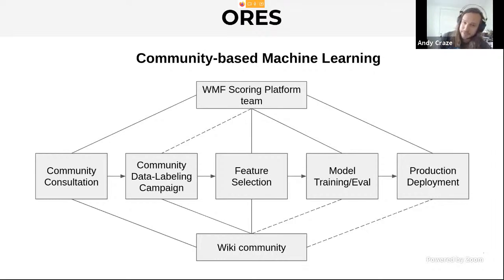And then the next step is a community data labeling campaign. This is done with an in-house tool called Wiki Labels. I don't know if many of you have seen it, but if you have not done a data labeling campaign, it is tedious. It's difficult. I can't make it through a couple more than 10 labels without just wanting to hang it up. Especially, you're looking at diffs inside of MediaWiki and you're labeling them.